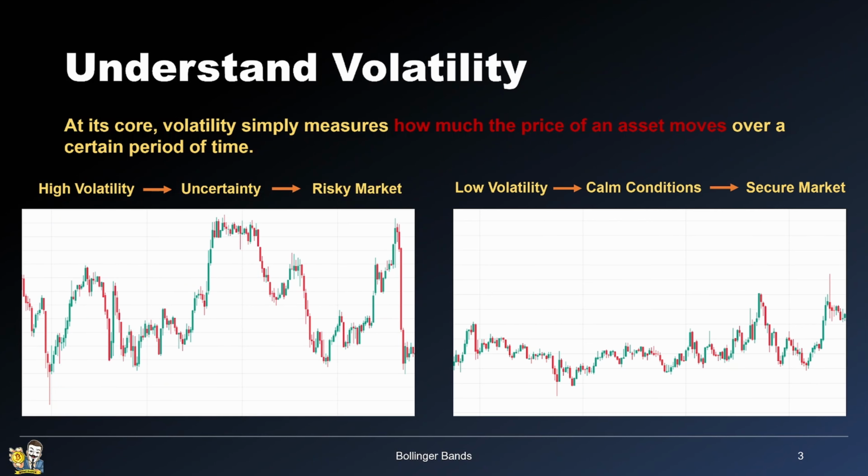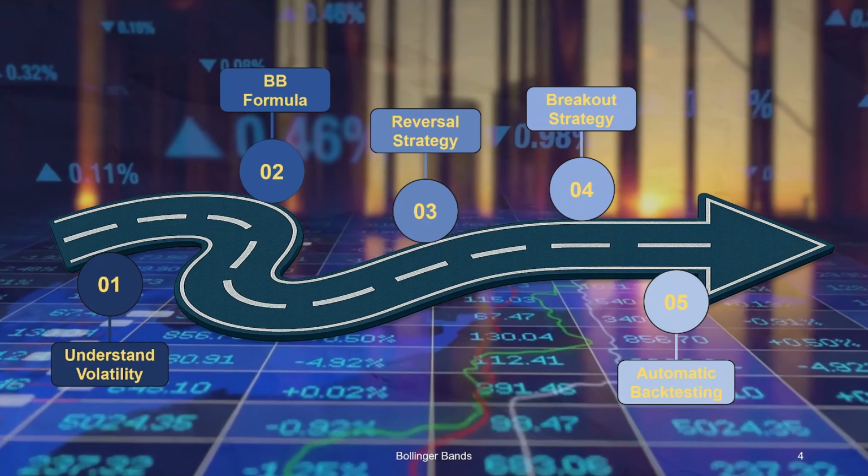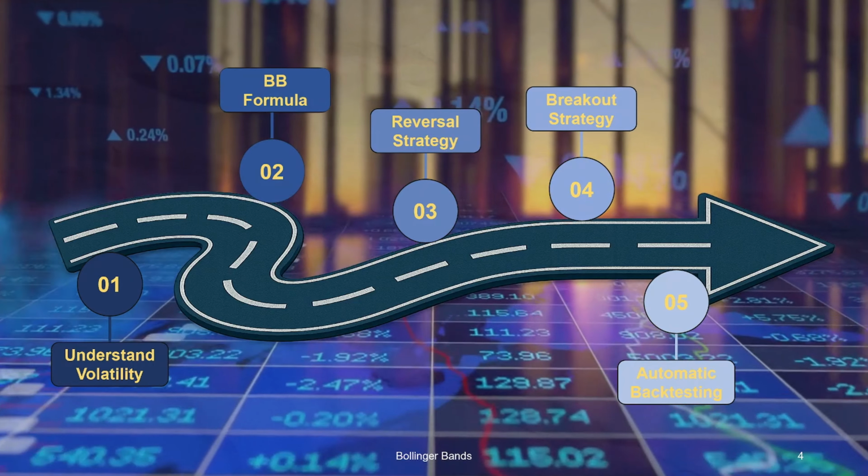On the other hand, if prices are moving slowly and staying within a narrow range, that means the market is less volatile, as we can see here. Low volatility usually means calmer conditions and a more secure market. Alright, now let's see how Bollinger Bands are calculated.